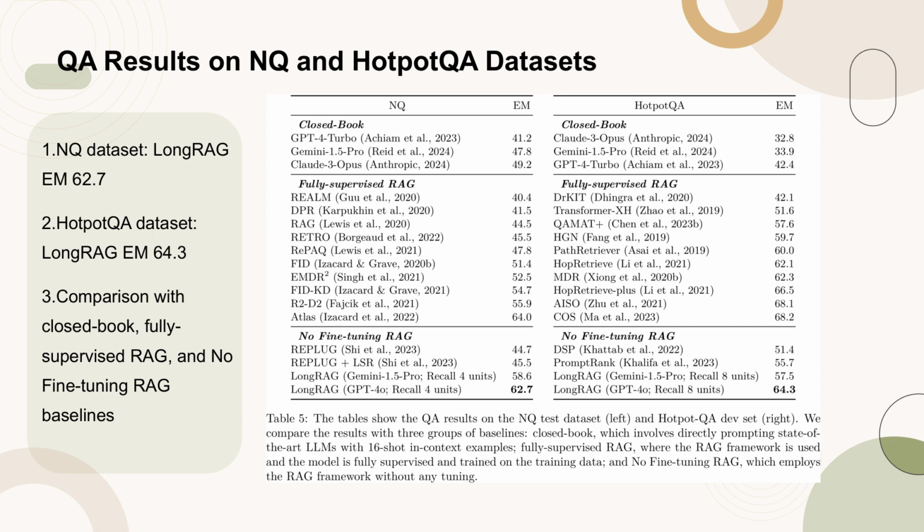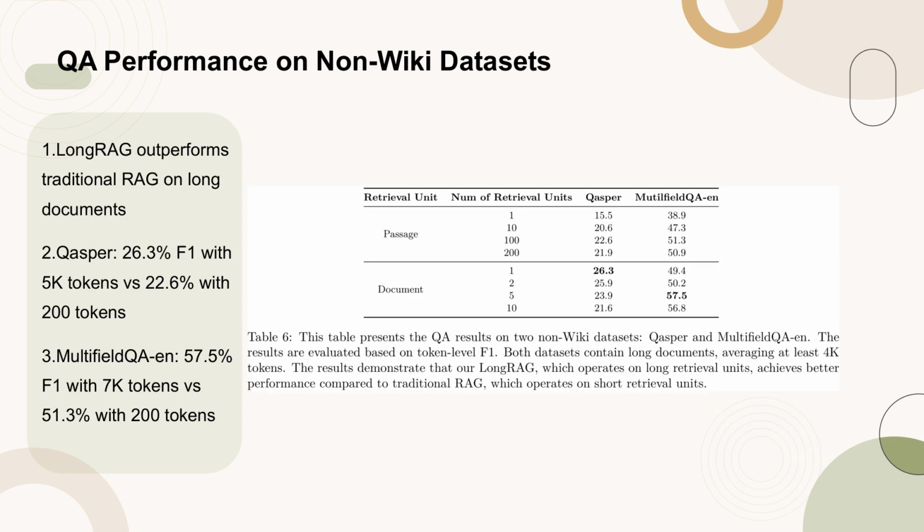Table 6 illustrates the performance of LongRAG and traditional RAG on non-Wikipedia-based datasets, Qasper and MultiFieldQA. The evaluation metric used is token level F1. The datasets consist of long documents, averaging at least 4K tokens. The table shows that LongRAG, which processes long retrieval units, achieves superior performance compared to traditional RAG, which processes short retrieval units.